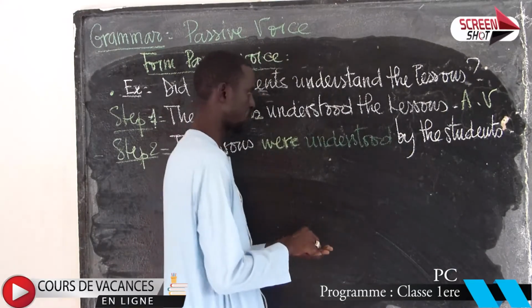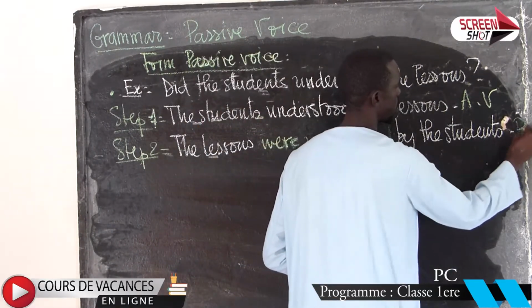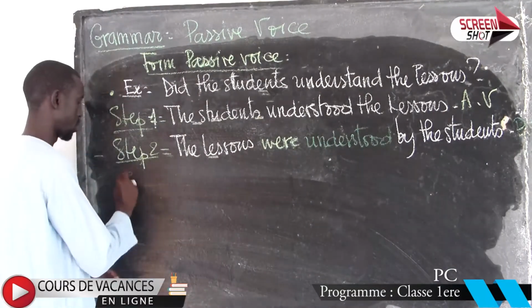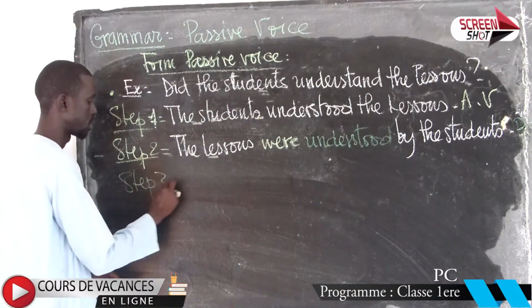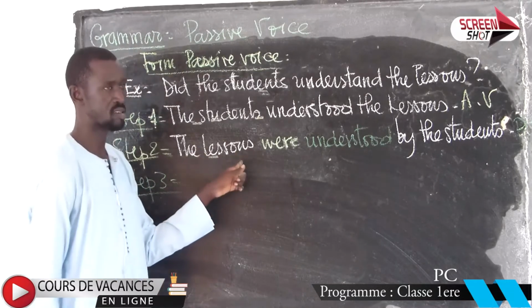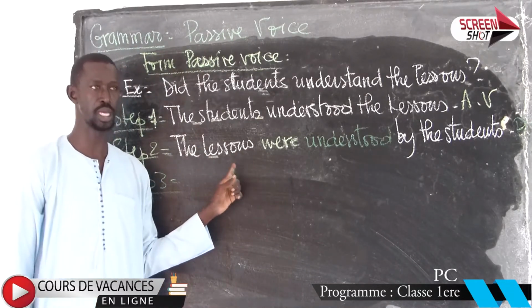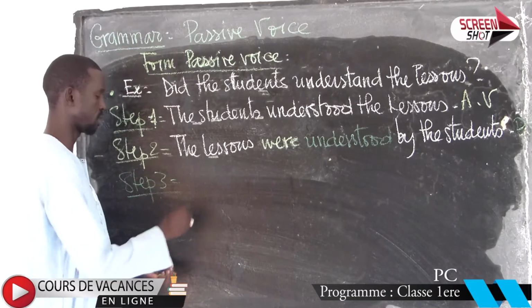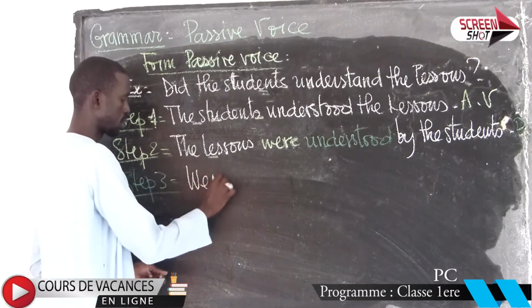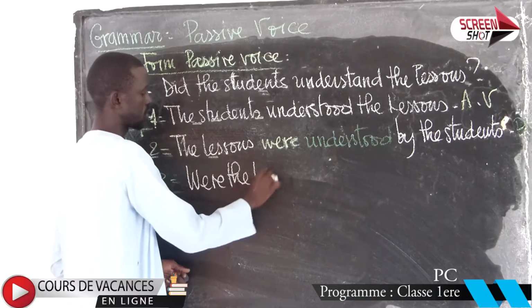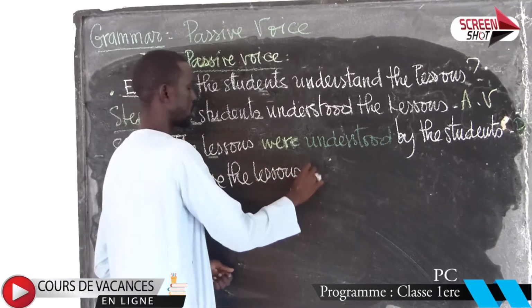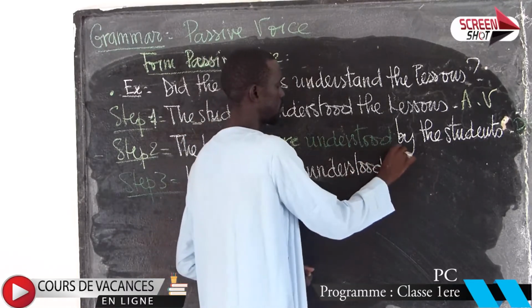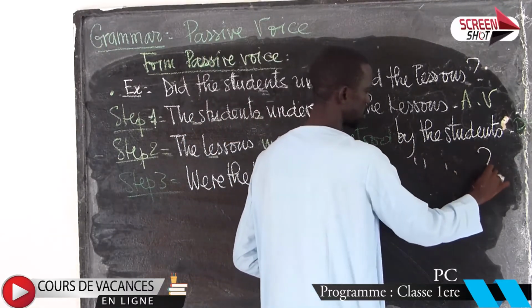So here we have passive voice. It is passive now. And then the last step, we put the sentence into the interrogative form, and if we do this, it will be easy. We have something like: were the lessons understood by the students?